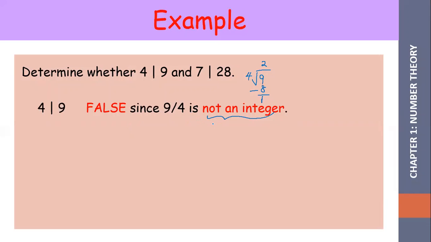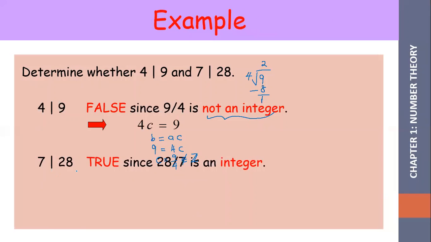Alright, so how about 7 divides 28? Kita ada B is equal to AC, right? B is 9, A is 4 times C. What is C? C is 9 over 4, which is not an integer. Inilah maksudnya.